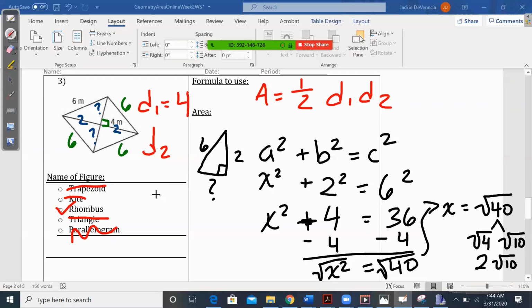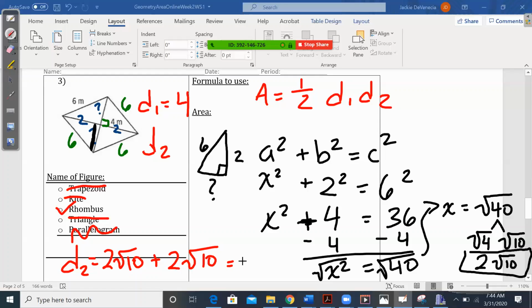So now we just found out what one of these sections is, but I want to find out what the whole diagonal is. So if we're trying to find diagonal 2, we're going to add this one twice. So we're going to do 2 square root of 10 plus 2 square root of 10. And that's going to give me 4 square root of 10.